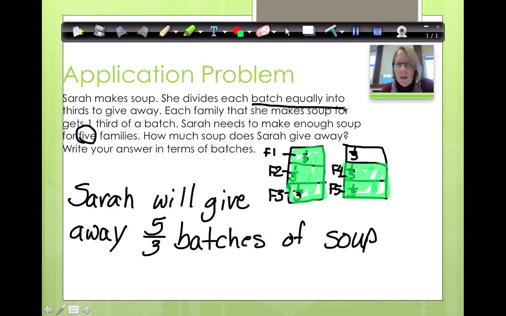So instead of tripling it. Now, if it was Mrs. Corlett with her teenagers, she'd be tripling it, wouldn't she? All right. Said that wrong. So Sarah will give away 5/3 batches of soup.